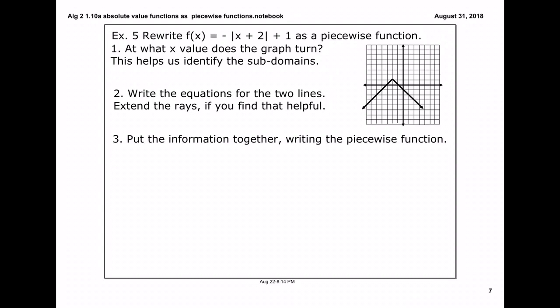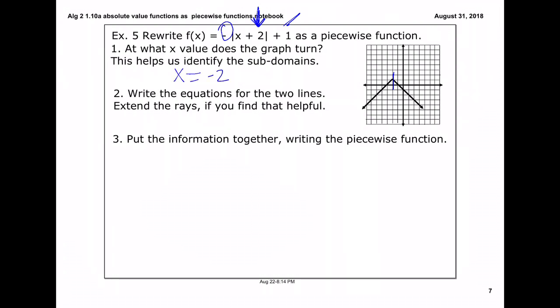Example number 5 says rewrite the function f of x equals negative x times the absolute value of x plus 2 plus 1. So you notice this negative flipped our absolute value graph over. You can tell that this 2 shifted our graph, or translated our graph 2 to the left, and this 1 moved it up 1 from the origin. So looking at our turning point on this one, if we transfer our turning point down to the x-axis, our turning point is where x equals -2.